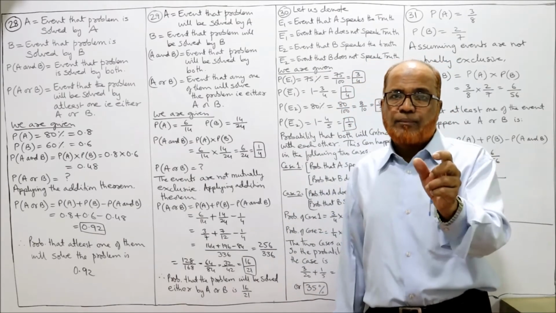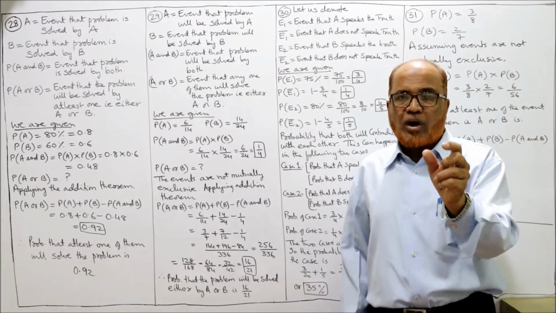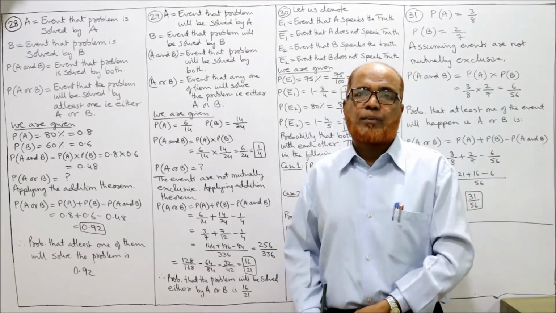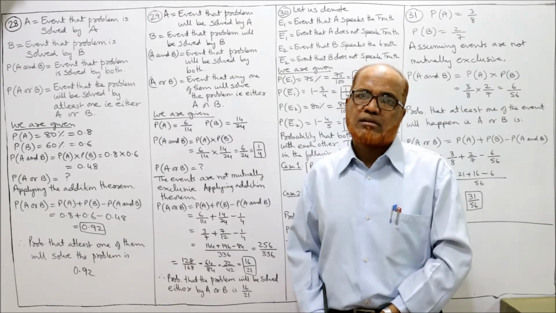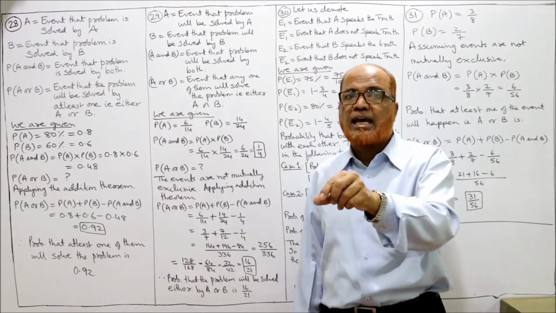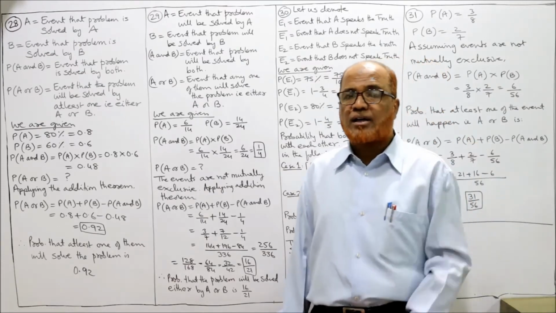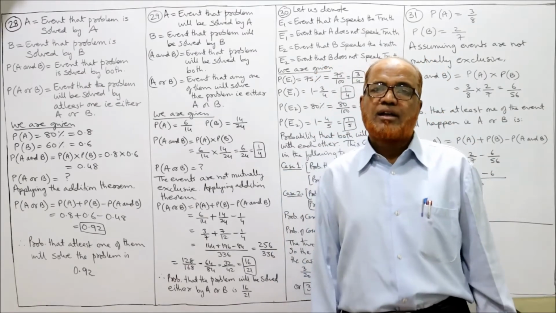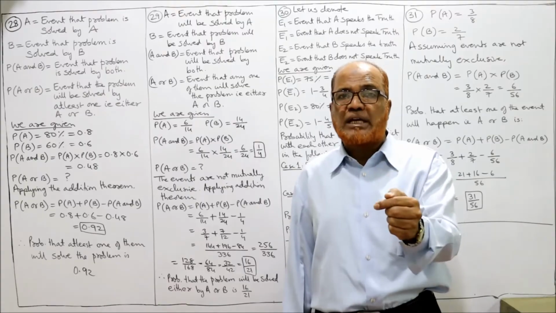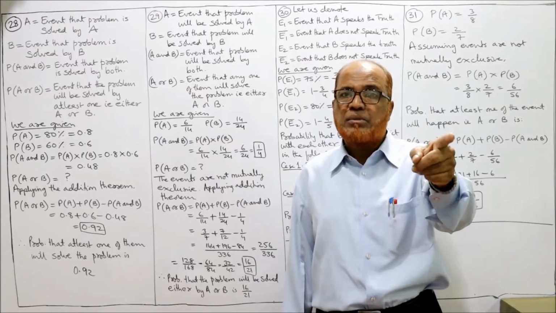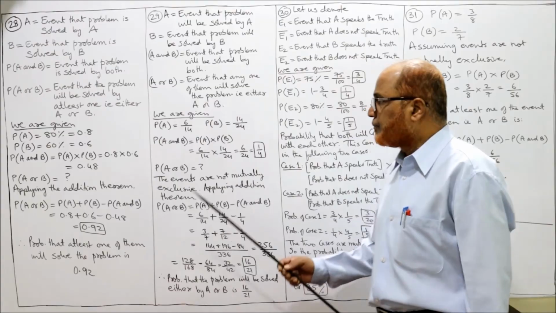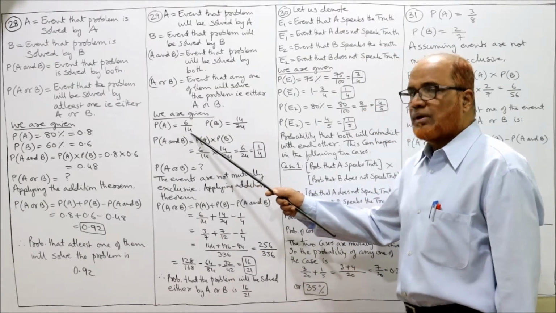So for A it is given: the odds against A solving a problem are 8 to 6. Odds against A solving the problem is 8 to 6. So the first number, 8, is for against, and the second number, 6, is for favor. So 6 by 14 is the probability that Mr. A will solve the problem. P of A is equal to 6 by 14.